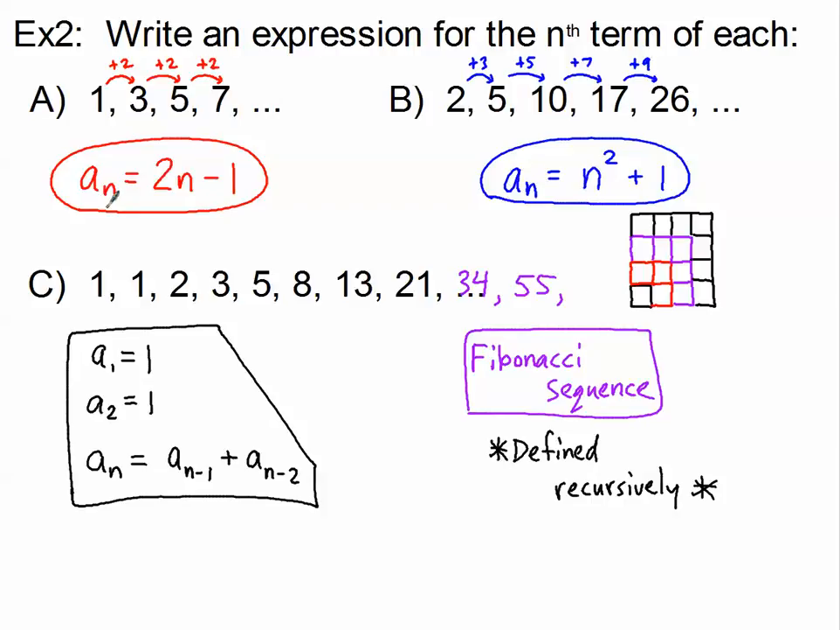It's not as easy as something like in part A. If I wanted to find the 100th term here, I just plug in a 100 and I get 200 minus 1, 199. Pretty simple. Same thing over here, 100 squared plus 1. But to find the 100th term here is a little bit more difficult. So that's writing our rules and using our notations here.